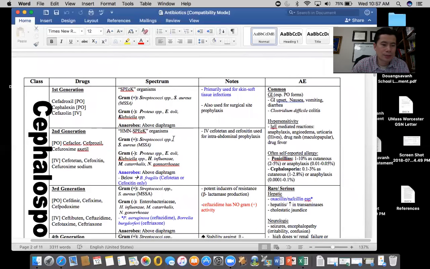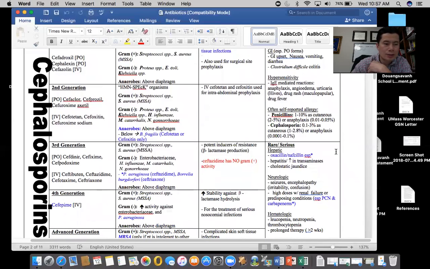And second generation is cefoxitin and cefotetan, the other drugs of choice that some surgeons will ask for. These are used to treat Proteus species, E. coli, Klebsiella, and gonorrhea. Same thing here, it's reiterating the point that there's some cross sensitivity with cephalosporins. So there's 1 to 10% cross sensitivity with these drugs if you're allergic to them.